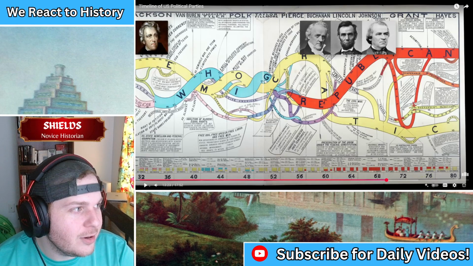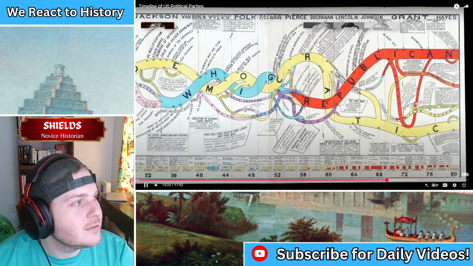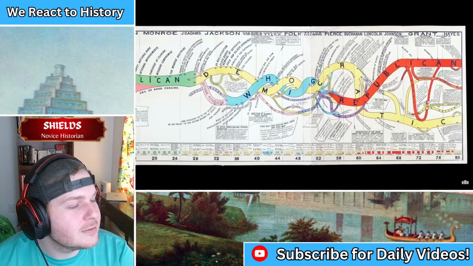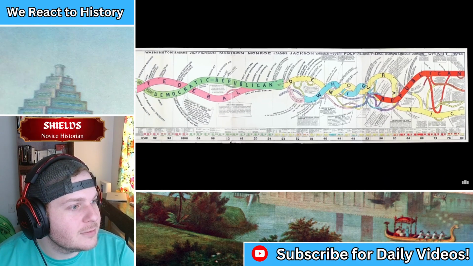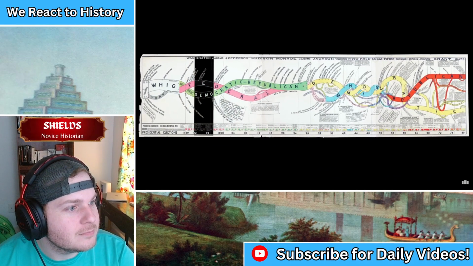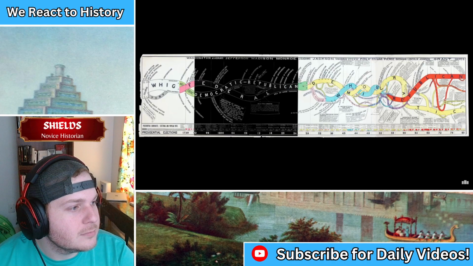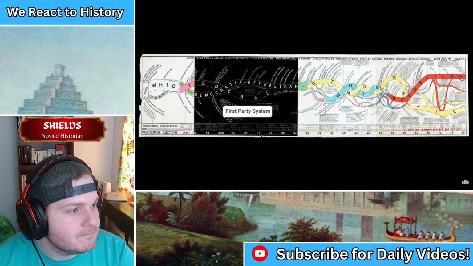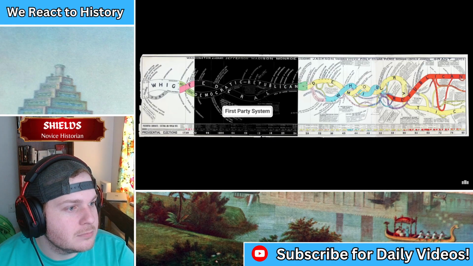This doesn't go to modern politics. If we zoom out, we can basically divide the first 100 years of U.S. history into three main parts. From 1792 to 1825, there was the first party system, consisting of the Federalists versus the Democratic-Republicans.